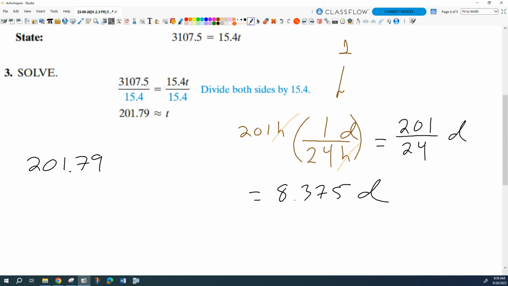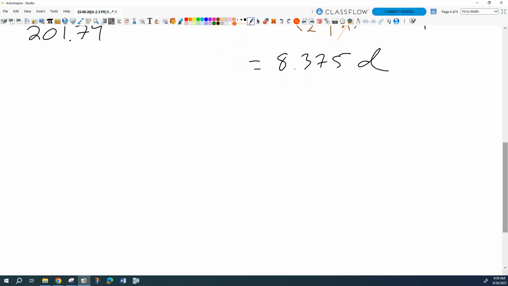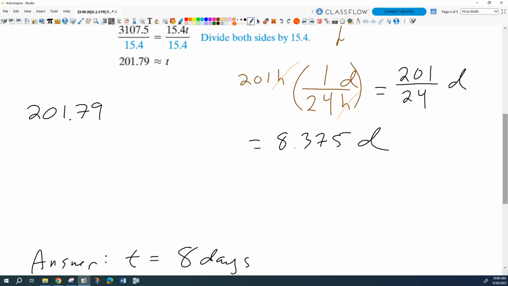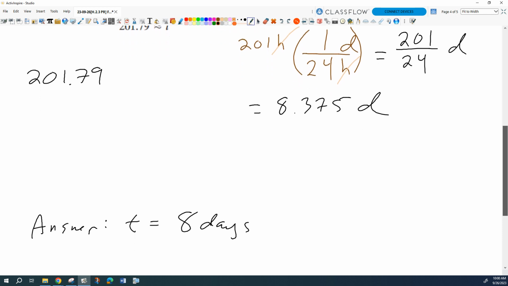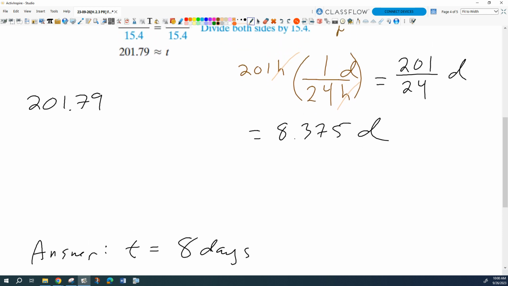8 days plus some additional time, right? So for our final answer, the time is going to equal 8 days. Now we need to figure out the rest of this, right? So we had 8 days and we have this additional 0.375 days, which we need to, what do we need to do with that? Turn it into hours, okay? So how am I going to turn this part into hours?